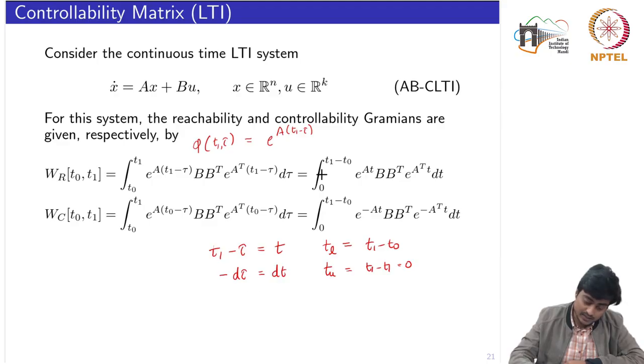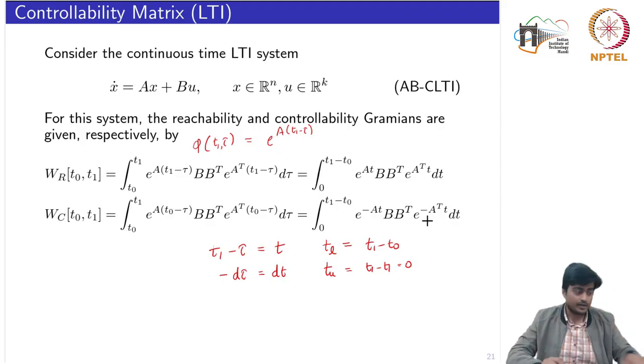Replacing that negative sign, we just change the lower and the upper limit, from 0 to t1 minus t0. Similarly we have done here, so that we could compactly write the integrand e to the power At B and its transpose. Similarly, e to the power minus At B and its transpose.